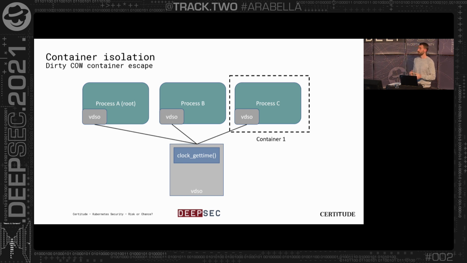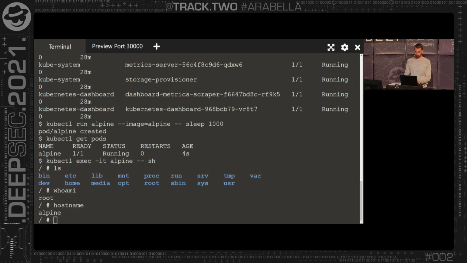Since many processes ask for the time all the time, we don't want to have a context switch. We just map this function into every process address space, so every process can just call this function and get the time. So the problem is, since this is a shared library, if this process exploits Dirty Cow to override this memory area, it will, of course, affect all the processes. And this is an example of a kernel exploit that can allow the container to escape by providing a reverse shell from a root process. Yeah, we can have a quick look at that.